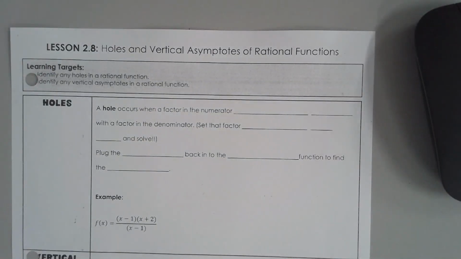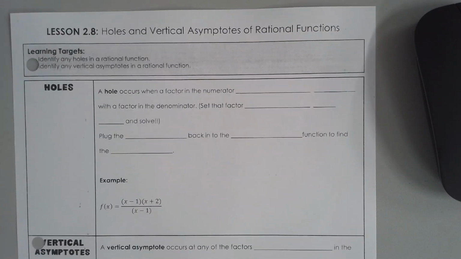Still on rational functions, but we're talking about holes and vertical asymptotes. We did the horizontal asymptotes, those were the ones that had the three cases. And then we did the zeros yesterday. Zeros are the x-intercepts. That's where the numerator is set equal to 0.